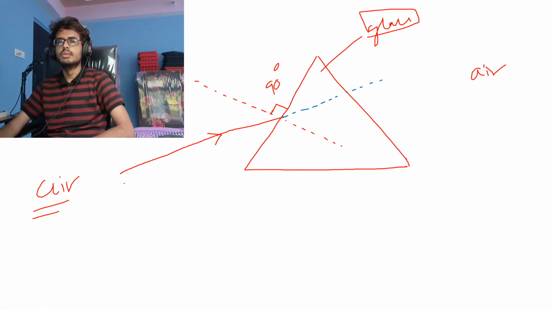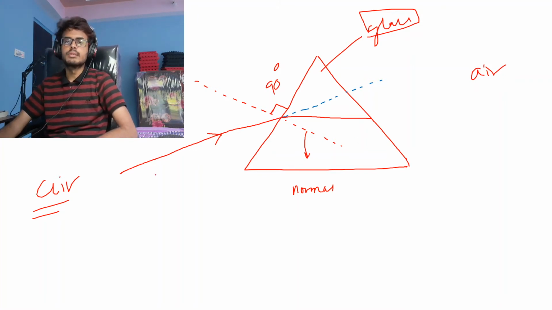But since it's moving from air to glass, from a rarer medium to a denser medium, the ray will just fall back down. It'll move towards the normal, right? This one is the normal. So this ray is the normal ray, right? And this line represents the path of the light ray if the glass was not there. If you didn't have the prism here, the light would go straight up.